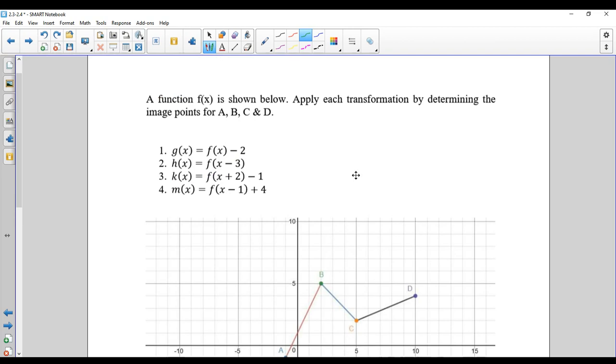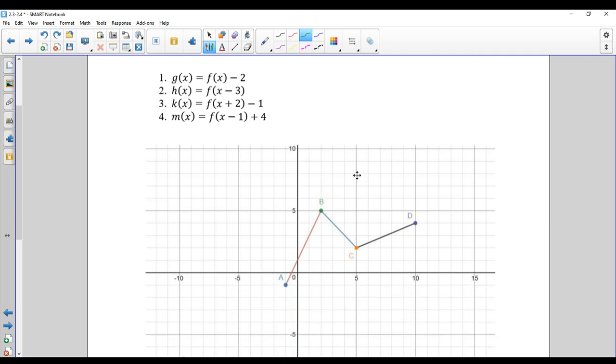In the function f of x shown below, apply each transformation by determining the image points for A, B, C, and D. So this is something you're going to do now, right? If it says f of x minus 2, let's describe what this is. I'm going to draw one for each one of them. Let's start with the first one. What do you think the g of x function is doing?